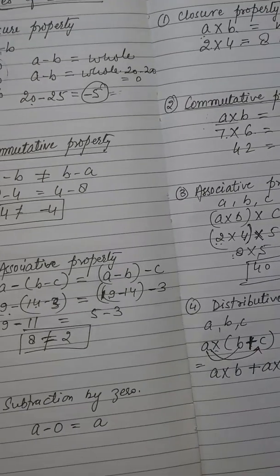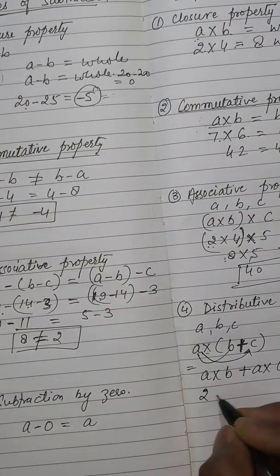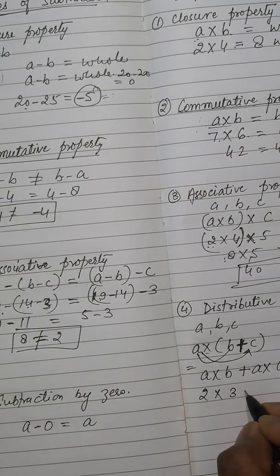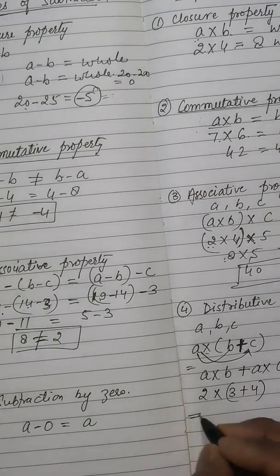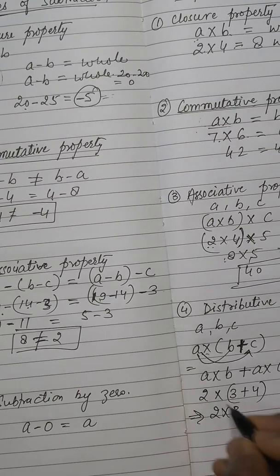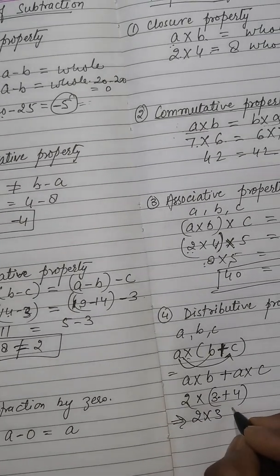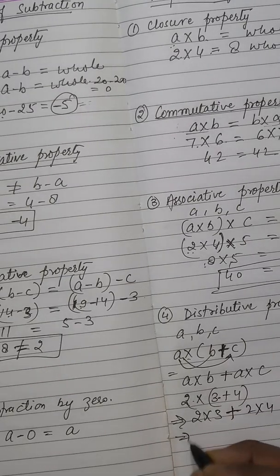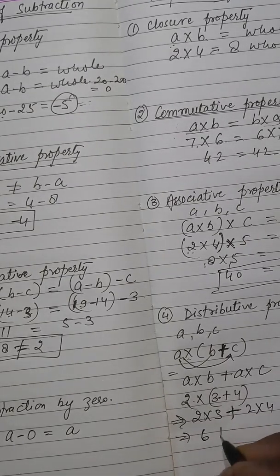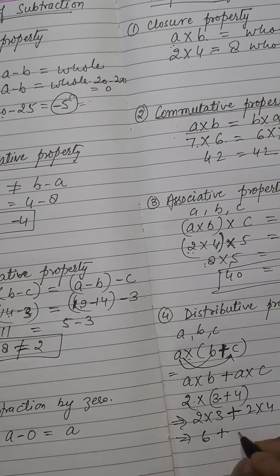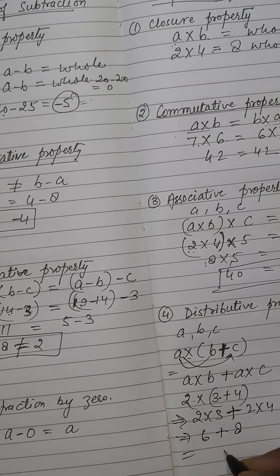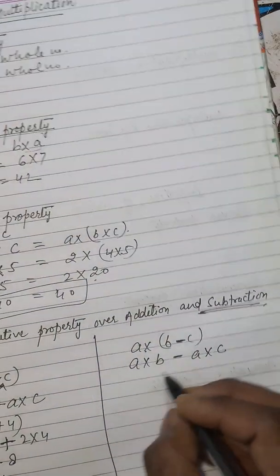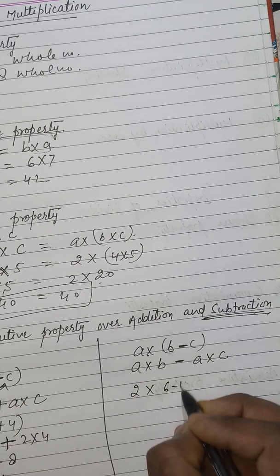Now taking an example, look, if 2, 3 and 4 are the three whole numbers, then we multiply 3 with 2 at first, then taking the positive sign, 3 multiplied by 4. Then 3 twos are 6 plus 3 fours are 12, so 6 and 12 we will get 18.